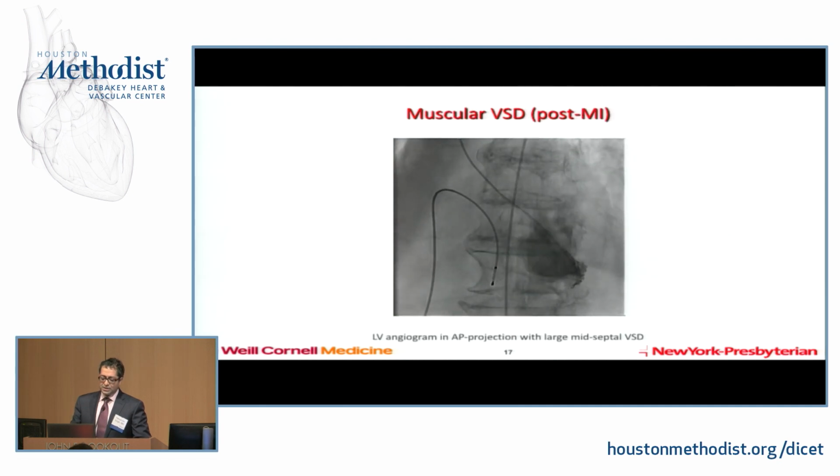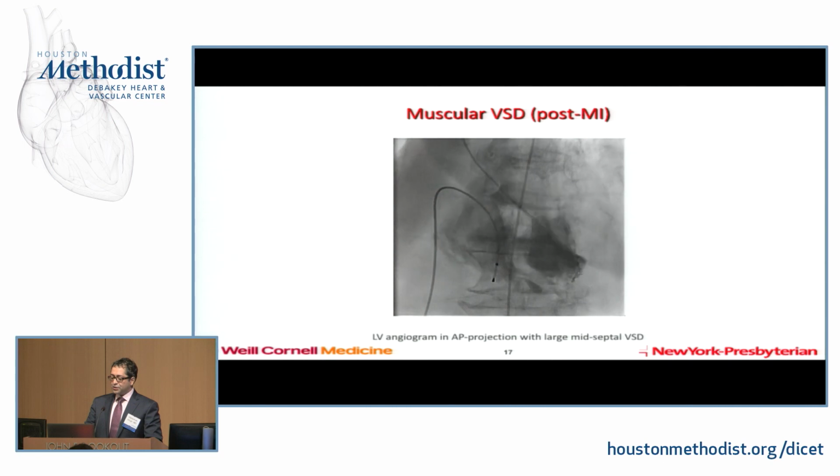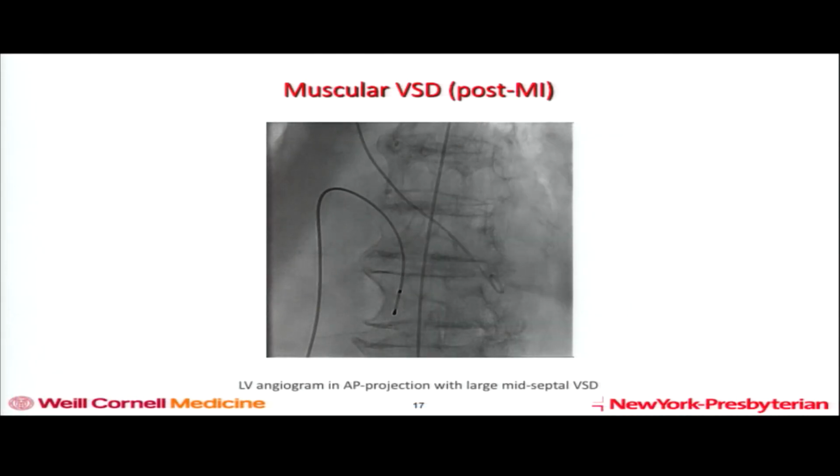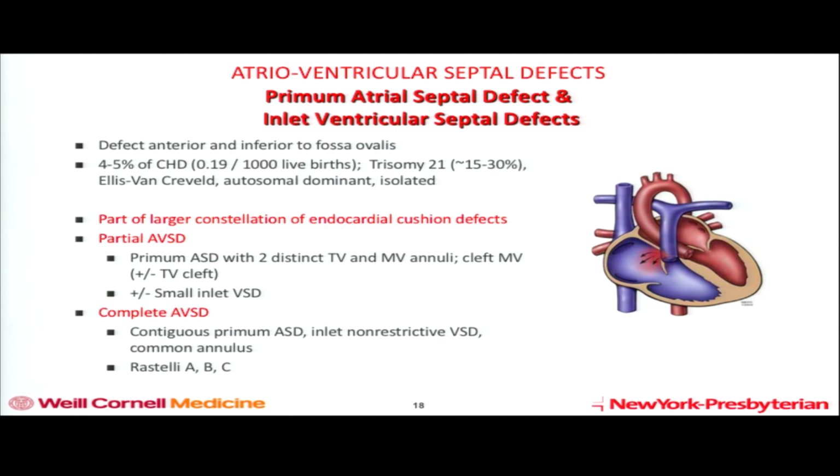This is a post-MI patient from last year who had a large heart attack that actually caused necrosis of the muscular ventricular septum. In this LV angiogram, you can see that there's flow going from the chamber on the left, the patient's left, going into the right. This patient's very sick. They also have a transvenous pacer and a balloon pump, just to give another imaging modality.